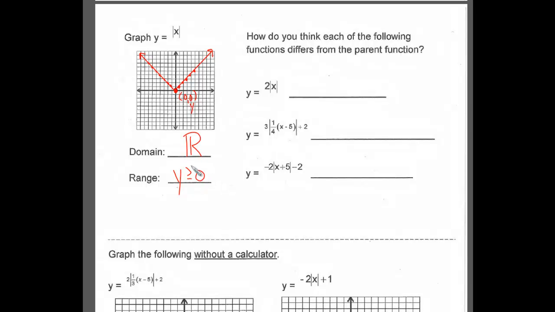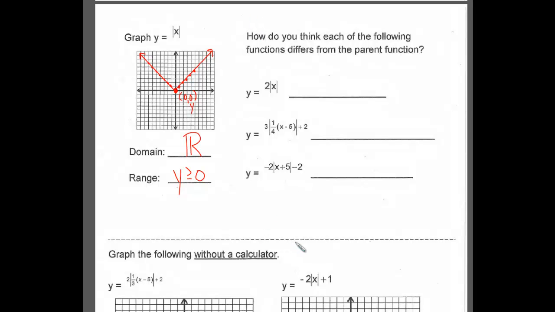This should be nothing new to you. We learned this about 4 weeks ago. How do you think each of the following functions differ from the parent function? Now we got our transformations again. Let's go over the general function transformation.